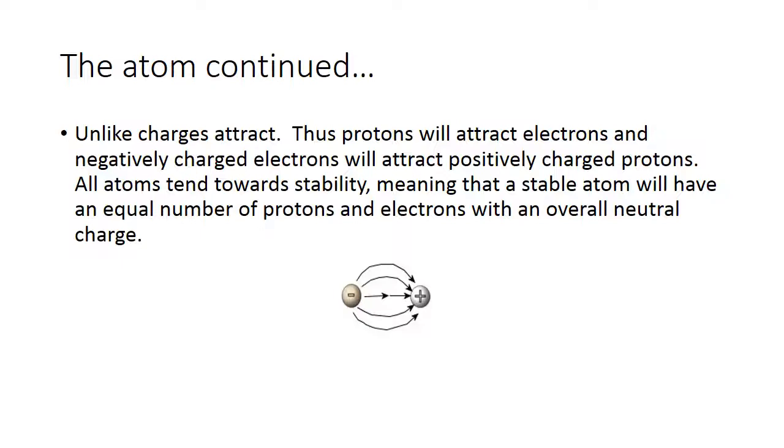Unlike charges attract, and this is a very important principle at the very base of electrical theory. So positively charged protons will attract negatively charged electrons and vice versa. And because all atoms tend towards stability, if you have an atom that, let's say, has more protons in it than electrons, it will try to pick up electrons so that it becomes electrically stable. Generally speaking, all atoms will have an equal number of protons and electrons, and with an overall neutral charge.